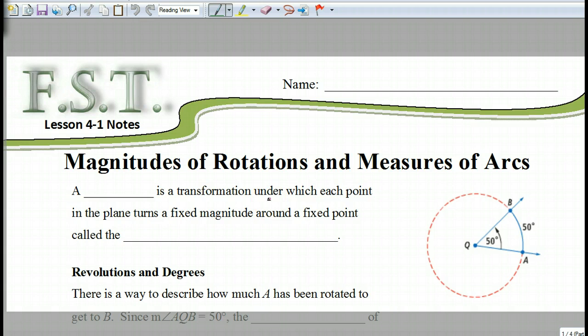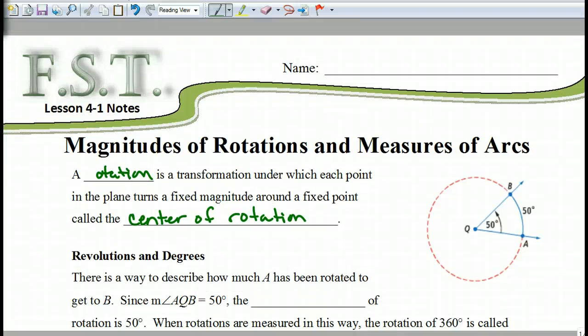So, the first thing you need to know is a rotation is a transformation under which each point in the plane turns a fixed magnitude around a fixed point called the center of rotation. So it's kind of like holding a string in one spot and moving the end of the string around. So basically you make a circle if you were to draw that out, or using a compass.